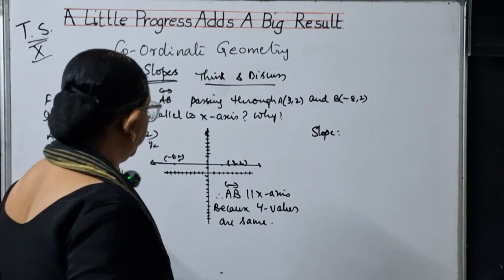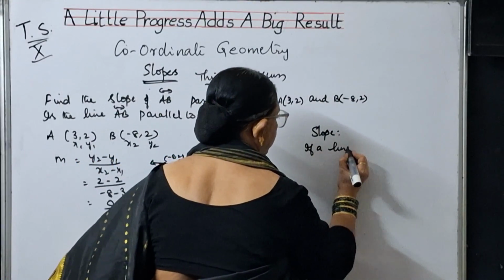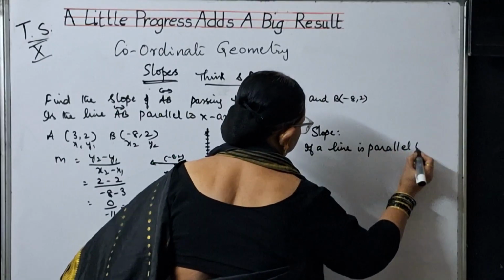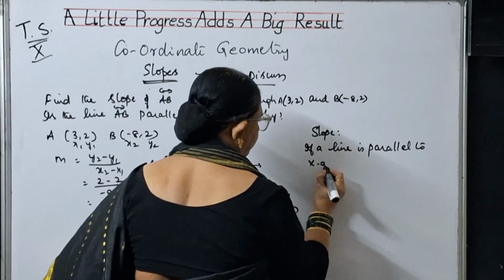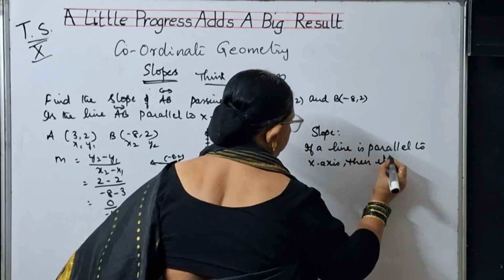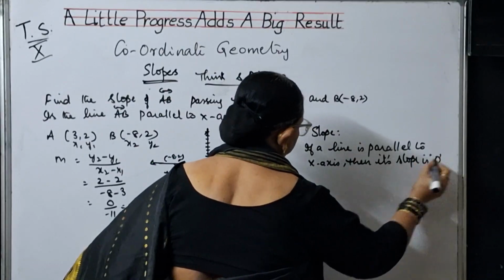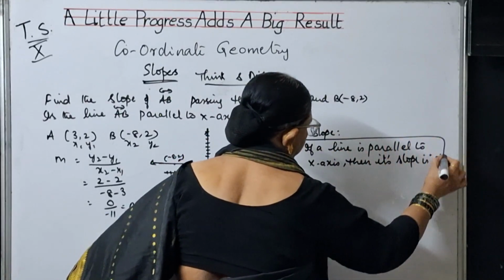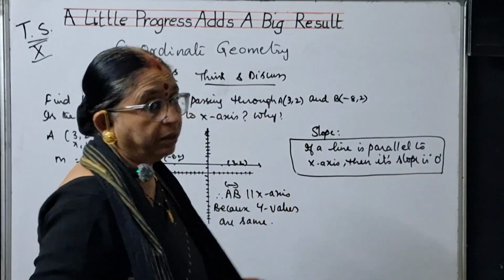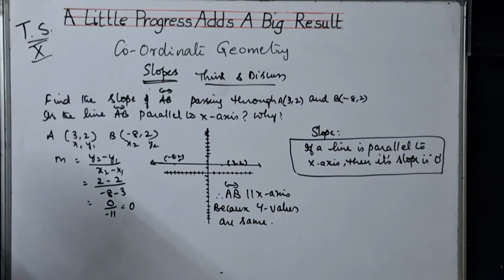Slope: if a line is parallel to the x-axis, then its slope is 0. This is another property which you should learn for the objective purpose, children, and also you should have a thorough knowledge about it.